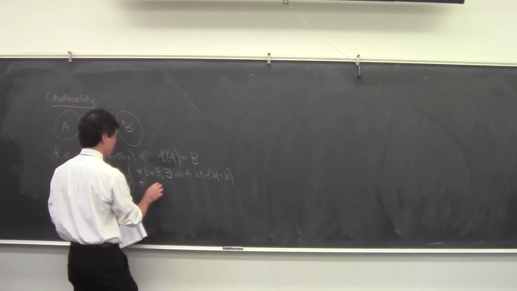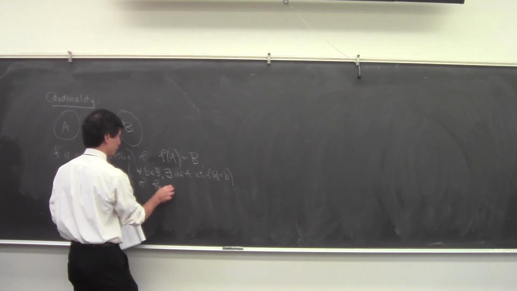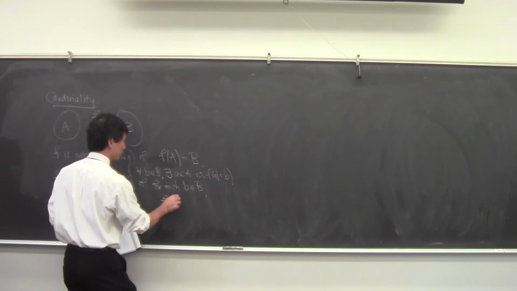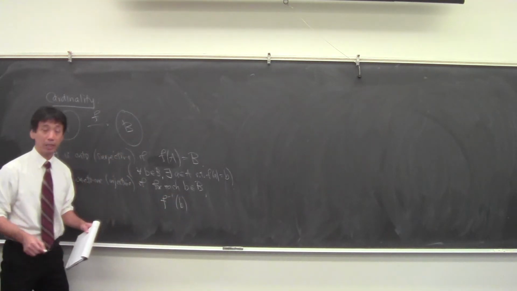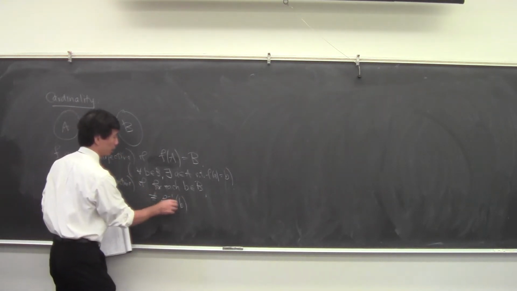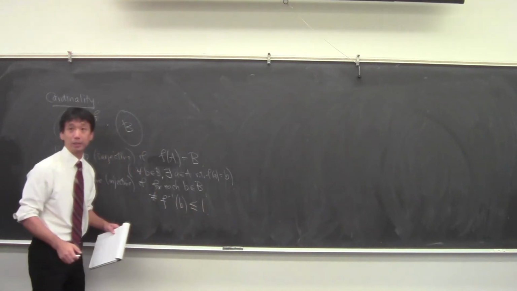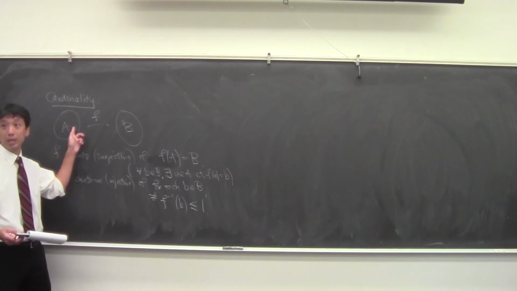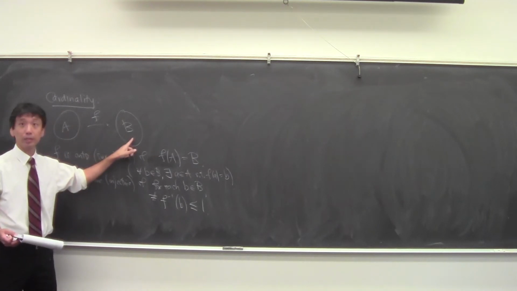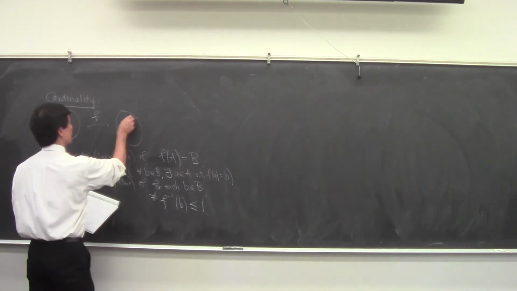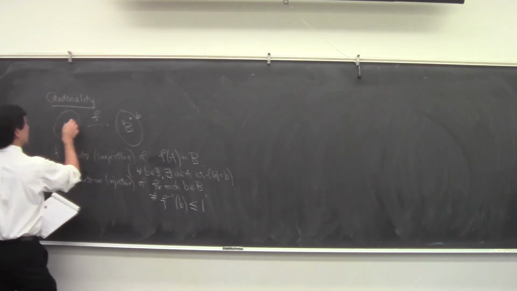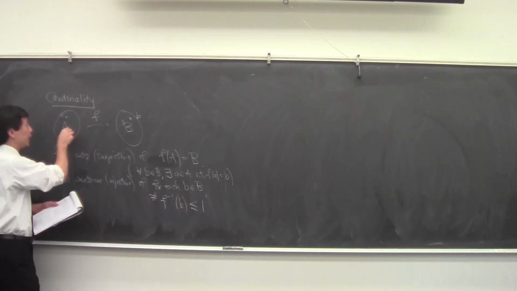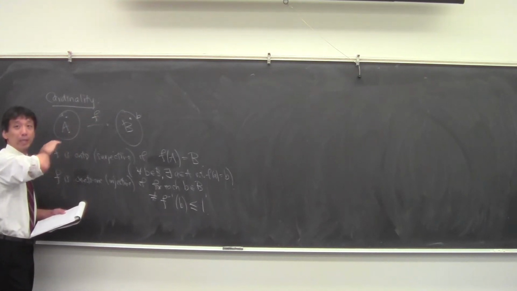If for each b in B, the preimage of b has at most one element. There's at most one element in A that gets mapped onto it. So if I choose somebody over here, b, there's at most one guy over here that gets mapped onto it. I can't have two guys that get mapped to the same point.